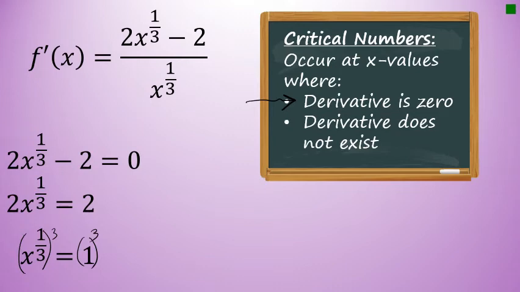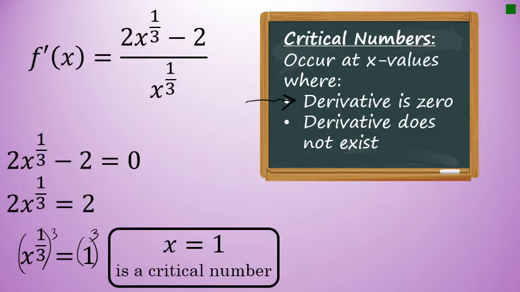This leaves me with x equals 1 to the power of 3, which is still 1, so x equals 1 is the solution to this equation. X equals 1 is the value that makes the numerator 0. X equals 1 is the value that makes this derivative 0. X equals 1 is a critical number. Now, let's find the x values where the derivative does not exist.